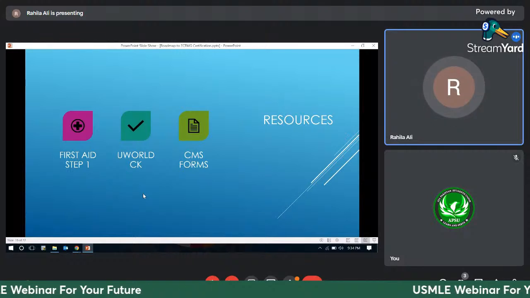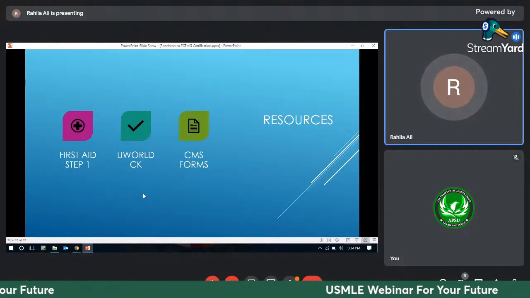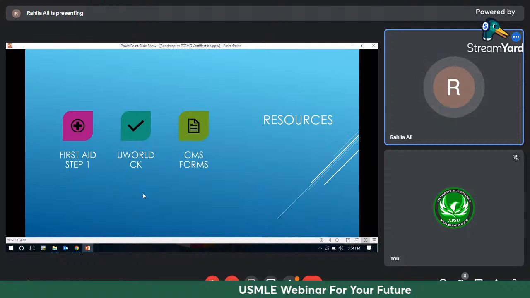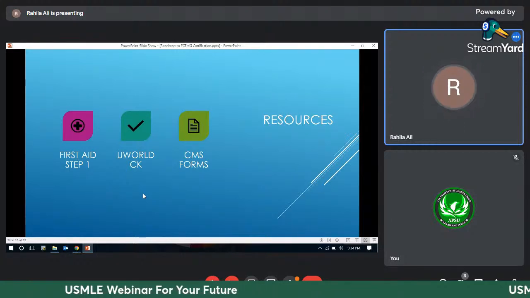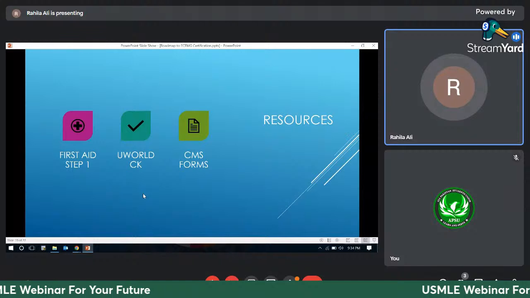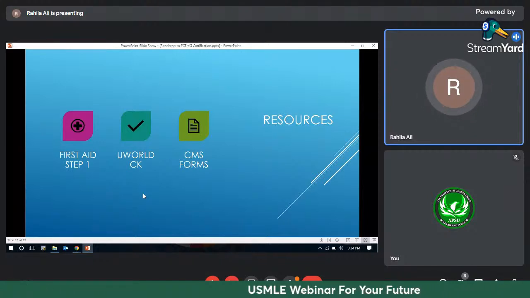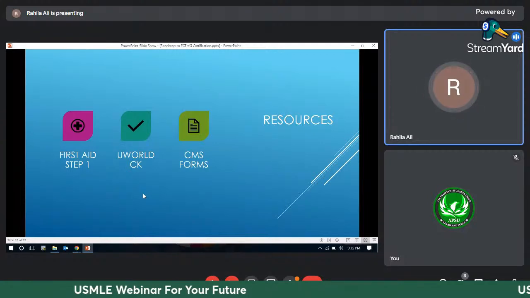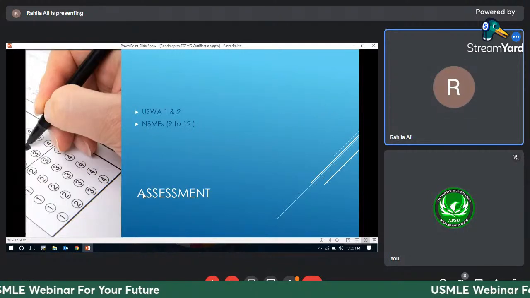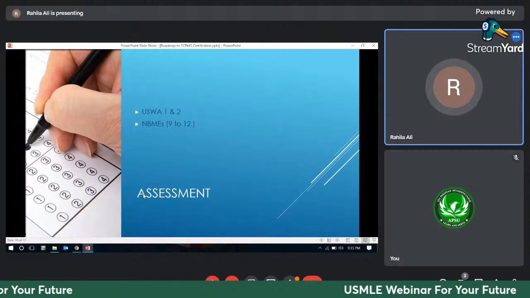Try solving these CMS forms, and keep revising them along with UWorld and your step 1 First Aid. Try to learn the strategies for how to solve the questions. Try to narrow down your diagnosis by using these question banks, and that's what you have to do for step 2.